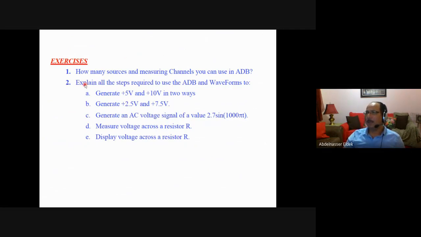How can you generate 5 volt? You can generate 5 volt by turning on the voltage. Enable the voltage and then use the red and black. This will generate 5 volt. You can do the same.